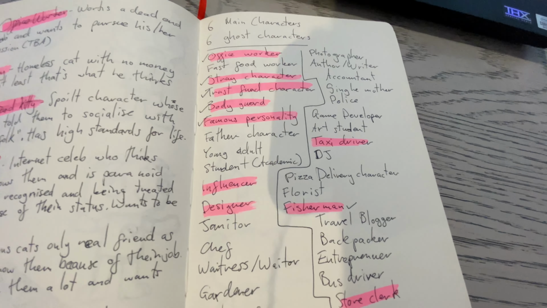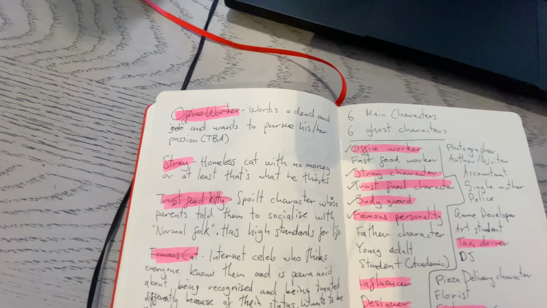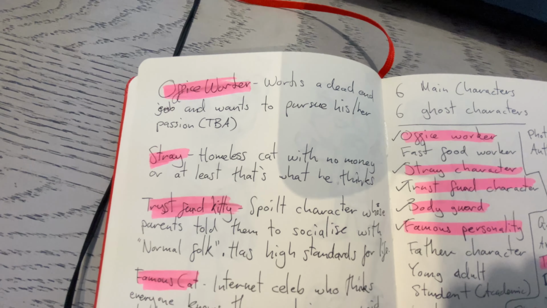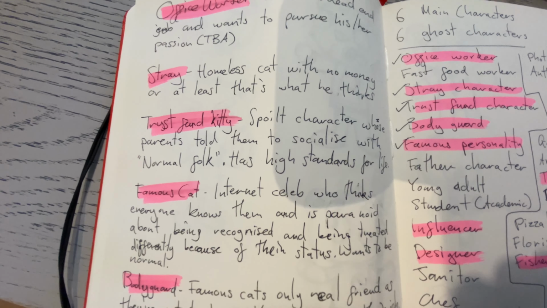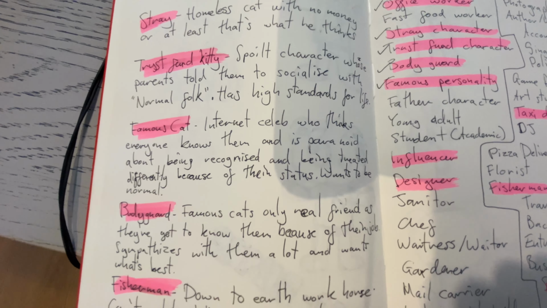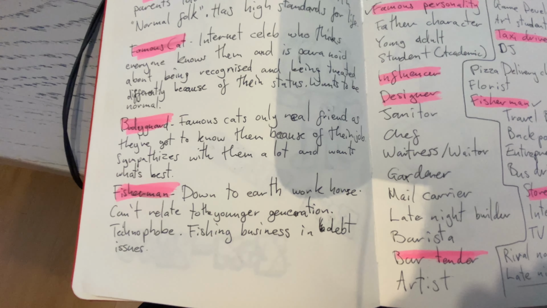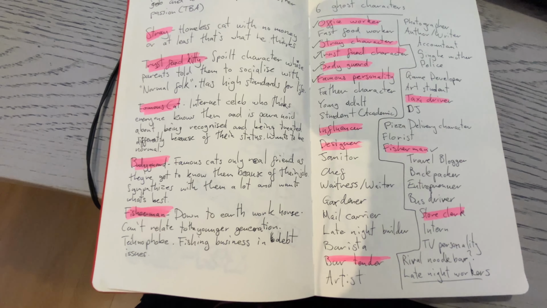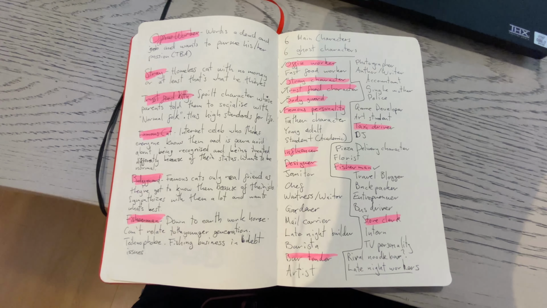And then narrowed it down to 6 main character types. The office worker, the stray cat, the trust fund baby, the famous/celebrity cat, the bodyguard for this cat, and a fisherman. All of whom I have a couple of sentences to describe what their importance will be in the story.